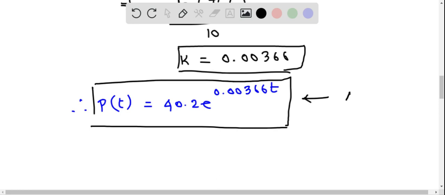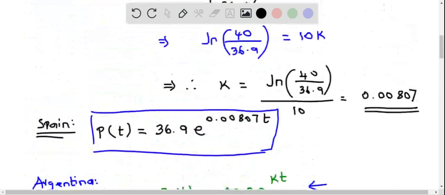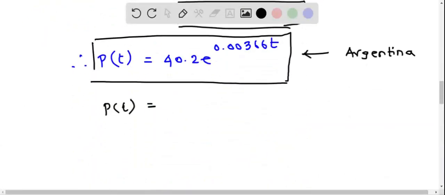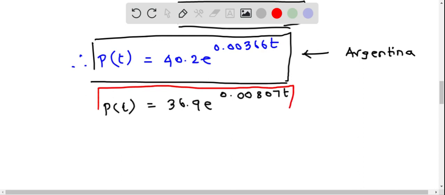So finally we write down both models. This is the model for the country Argentina, and for Spain it is P of t equals 36.9 e raised to the power of 0.00807 t. So this is the model for the country Spain.